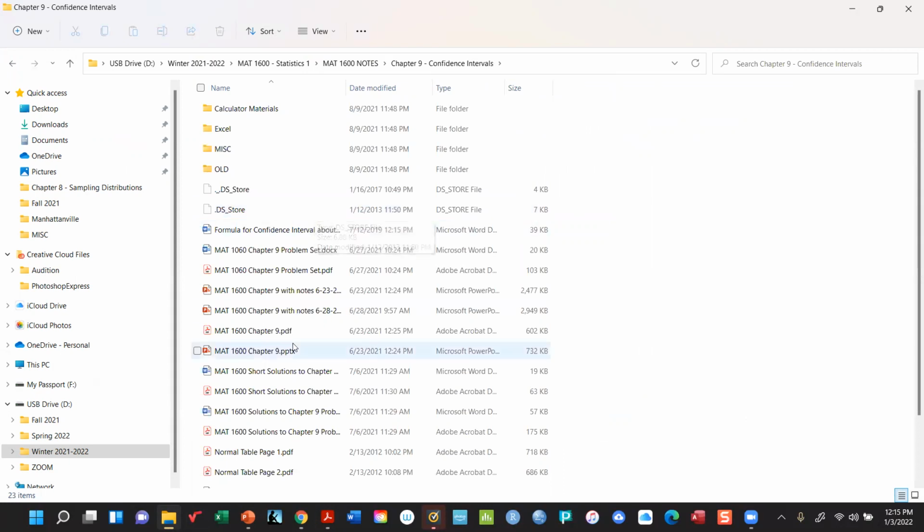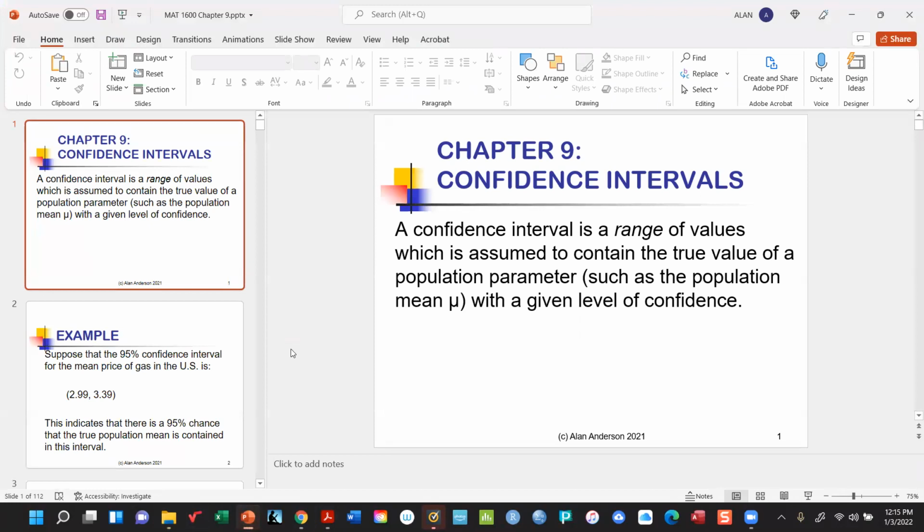We're going to create something which is called a confidence interval. So a confidence interval, just to get this ball rolling, is a range of values which is assumed to contain the value of a population parameter such as the mean. But here's the different part. We haven't seen this before. The notion of a level of confidence.